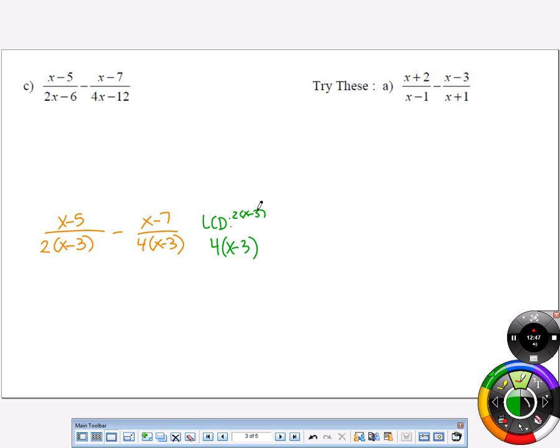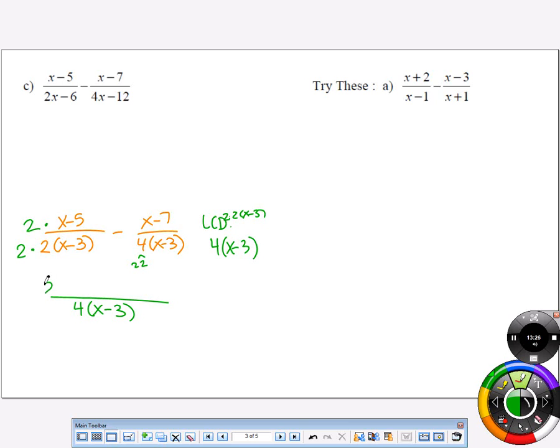Then when I look at the second one, it needs a factor of x minus 3, which is already present. 4 factors as 2 times 2. It already has one of those 2's listed, but it doesn't account for the second factor of 2. That's where I'm getting the 4 from, times the x minus 3. Which means the second fraction already has the least common denominator. So I only need to adjust the first fraction, by multiplying by 2, and then both fractions will have the denominator of 4 times x minus 3.